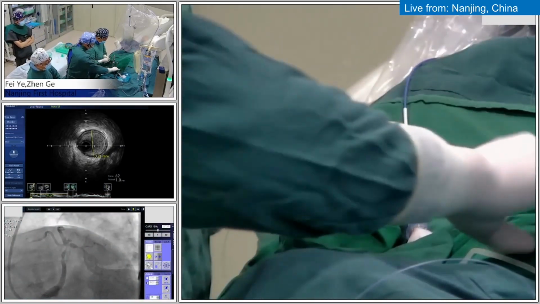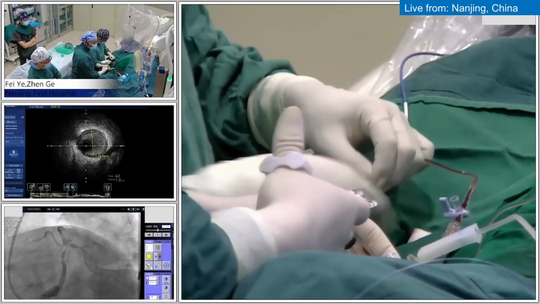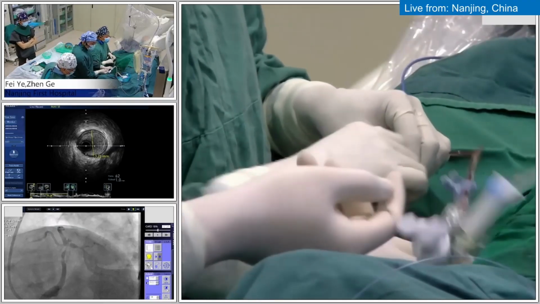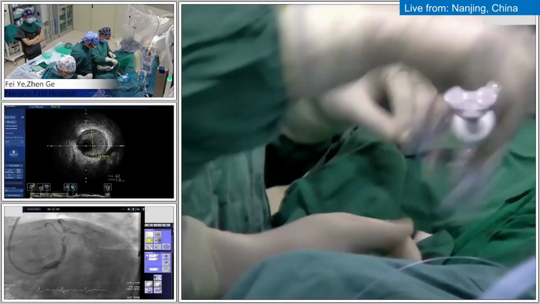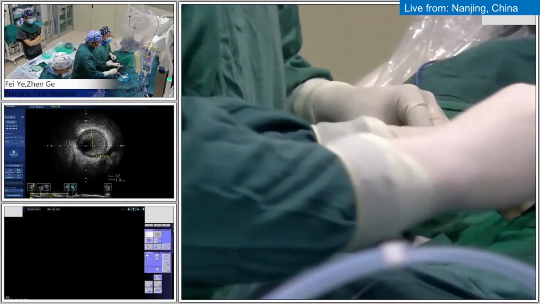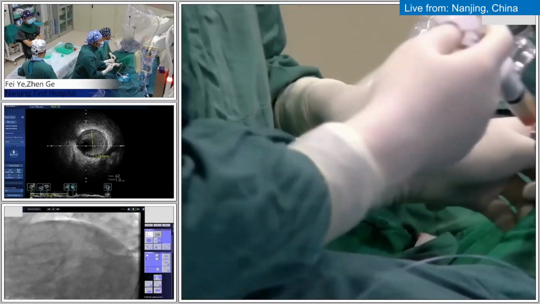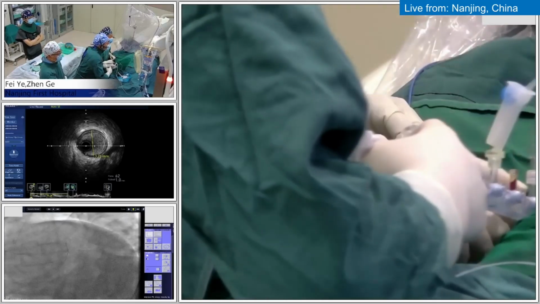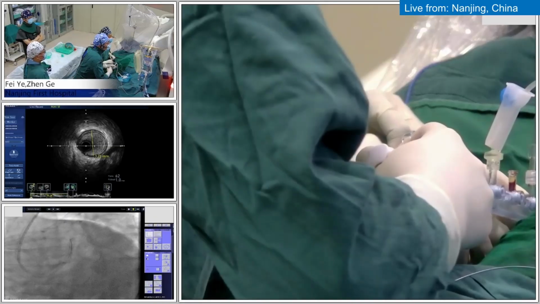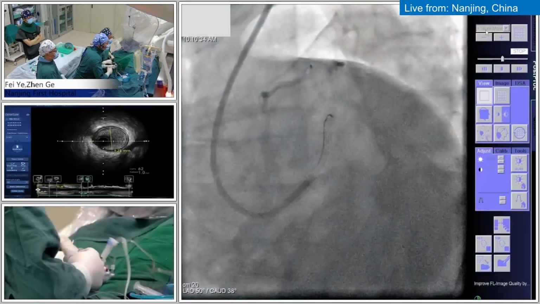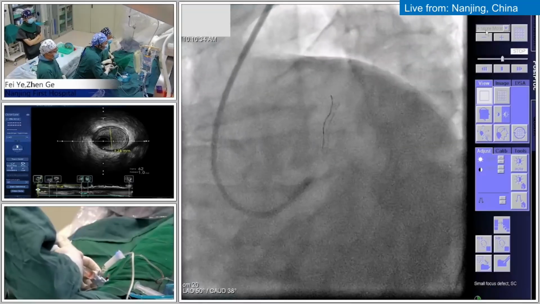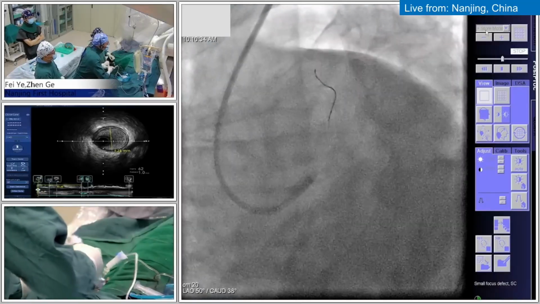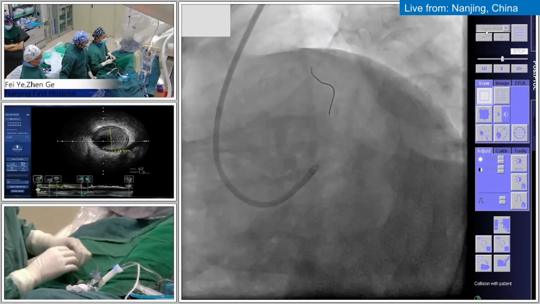This is a key point. First, how to wire the LAD with such severe angulation, because of this left main. The LAD has a big angle, so I think it may be difficult to wire this LAD. It's a 7 French from the radial access. We can see severe stenosis at the distal part, so it is easier for you to wire the LAD.